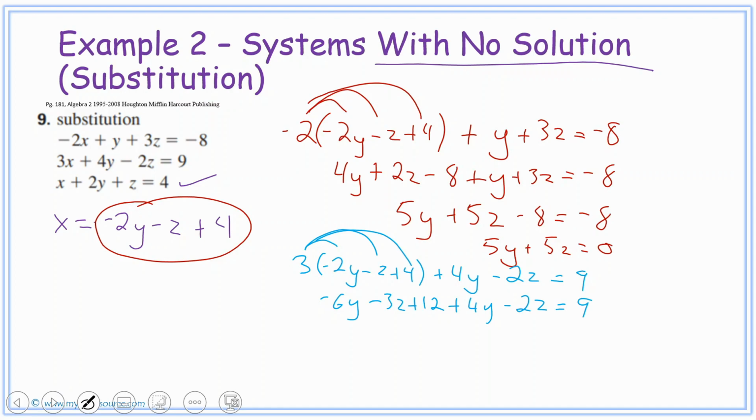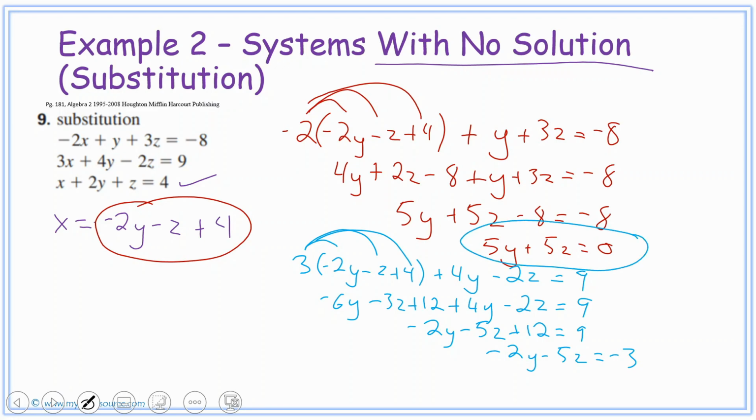All right, so then we can collect like terms. If we start with the y, we're going to end up with negative 2y when we do negative 6y plus 4y. With the z's, we're going to end up with negative 5z, and then plus 12 equals 9. If we subtract the 12 on both sides, it will cancel on the left. And then on the right, 9 subtract 12 would be negative 3.